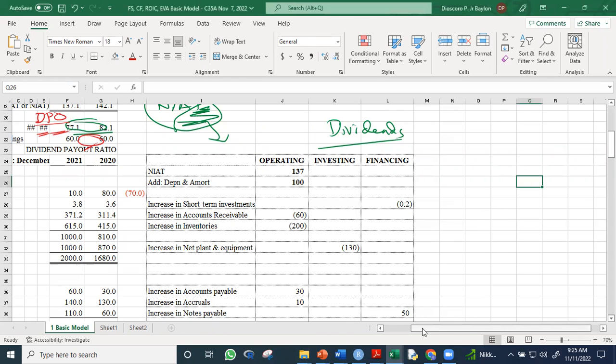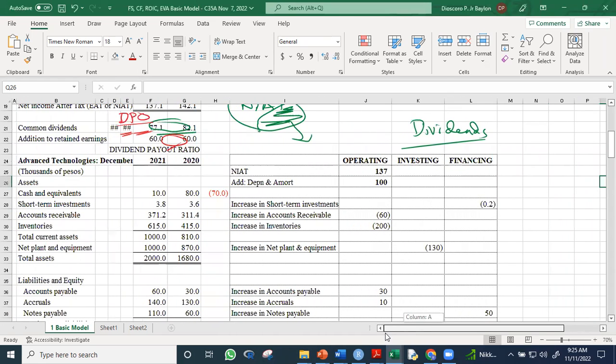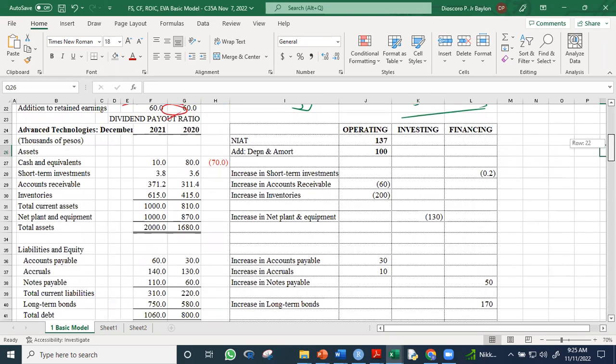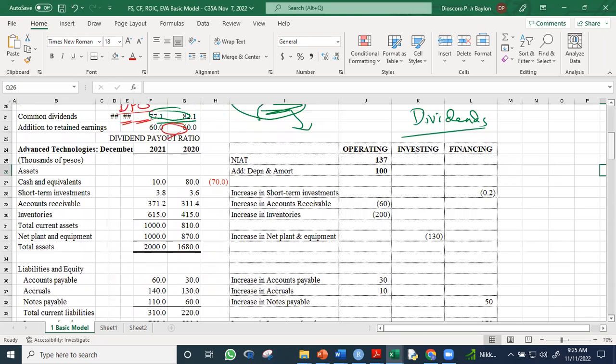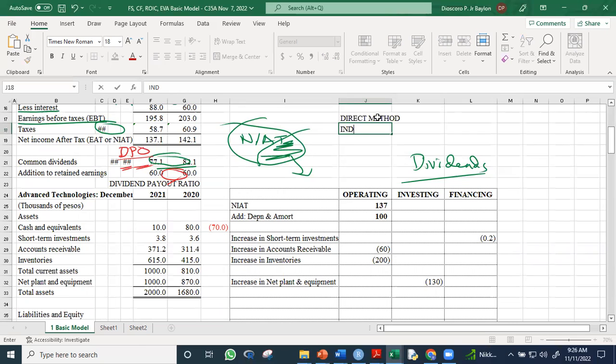Today we continue our discussion on preparing the statement of cash flows. Let's have a quick review of what we have done so far. We said that in preparing the statement of cash flows, we can use a template so that when we have the final output already, it will be easy for us. And I don't recall informing you that there are two methods in preparing the statement of cash flows. We have the direct method and the indirect method.